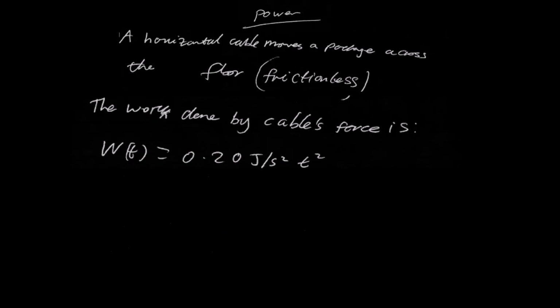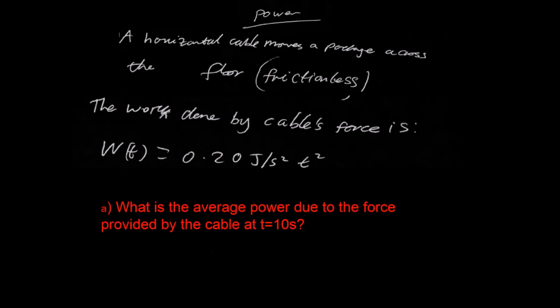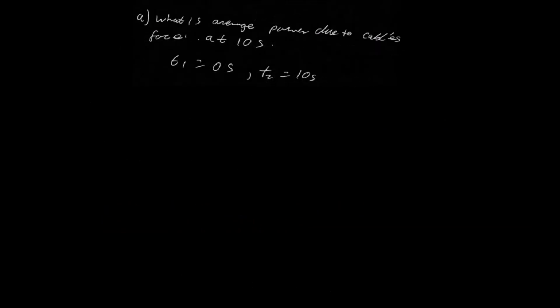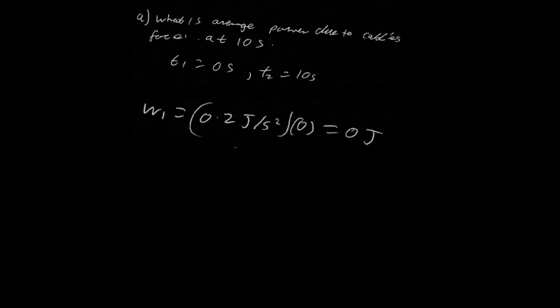So the work done comes from this function. We want the power. Well, we're going from T1 being 0 seconds to T2, which is 10 seconds. So we can simply substitute in to our expression. We don't need to do much else. So our initial work is at T equals 0. If we substitute in, we'll amazingly get 0 joules.